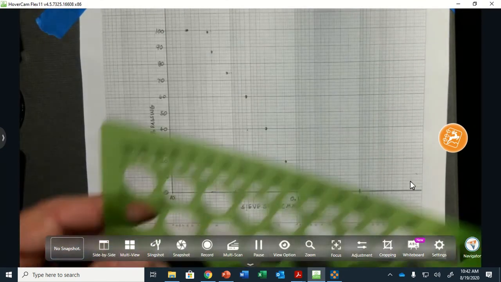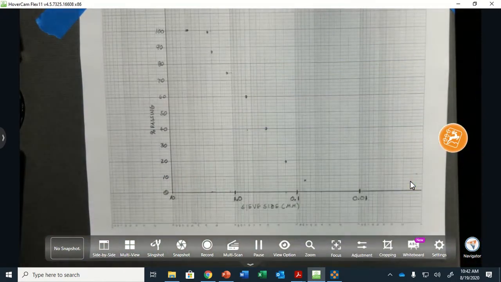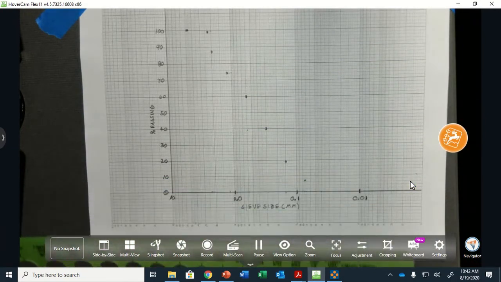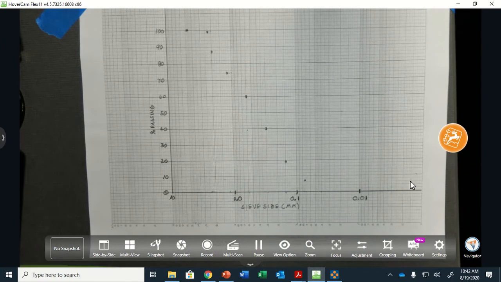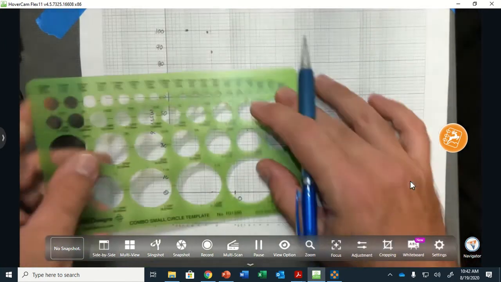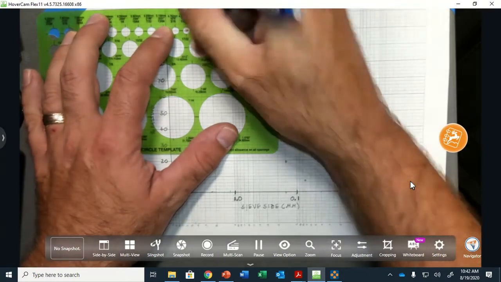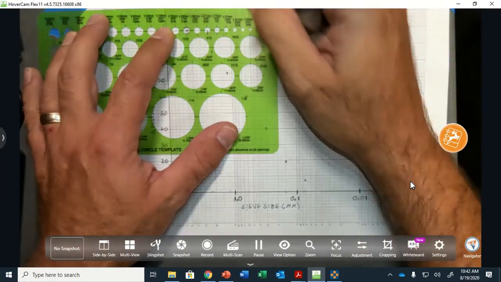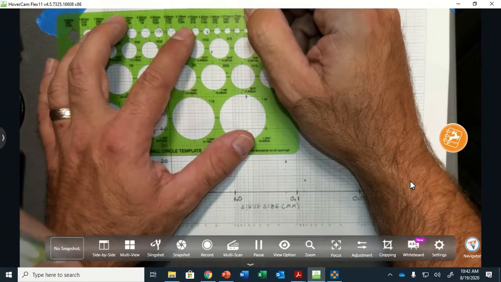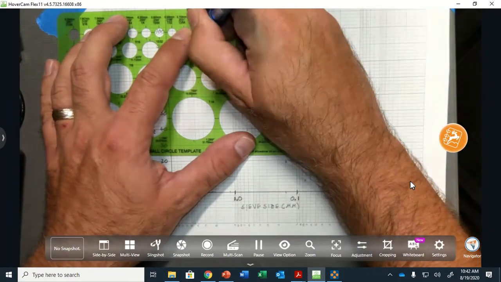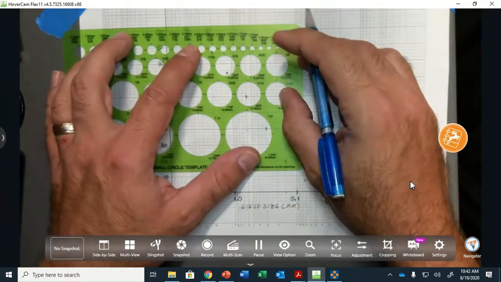Now the next step is you want to use a circle template. And you want to use one size. Okay? I'm going to use the 17/32, and what you're going to do is you're going to draw a circle around each of these points. Okay? Using the same size. Center your dot in the middle of it.